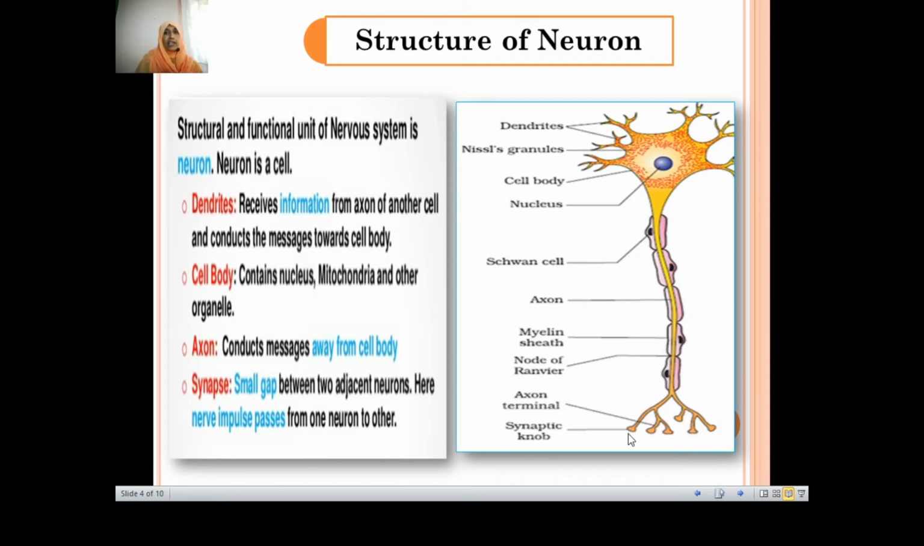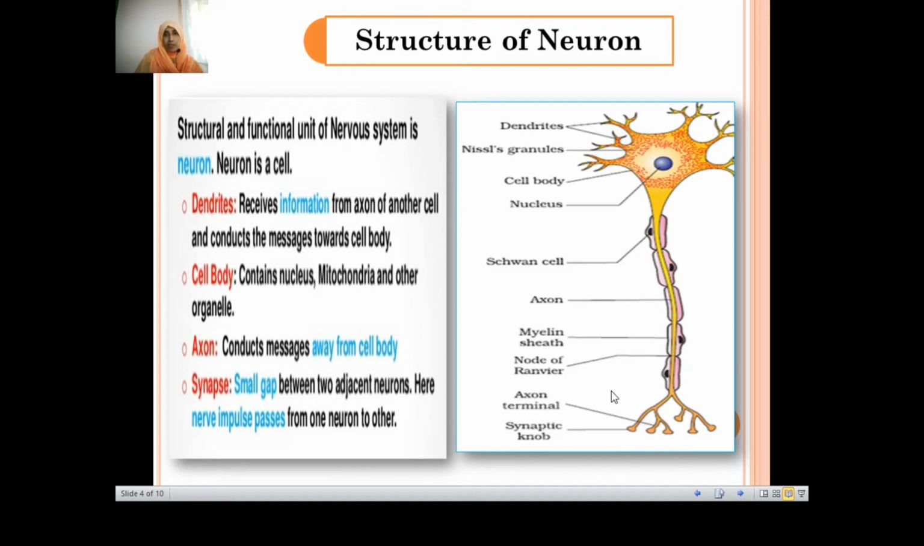Then at the end they have terminals, which we call axon terminals or nerve endings. This branched structure we call dendrites. This is the most important part. It is the receiving or receptor point where the signal is sensed. Then it is passed on to the cell body. From the cell body it moves to the axon and finally to the nerve ending.